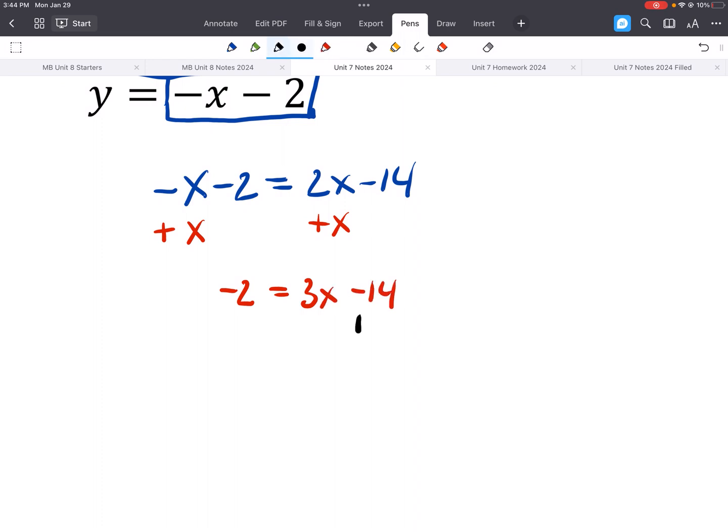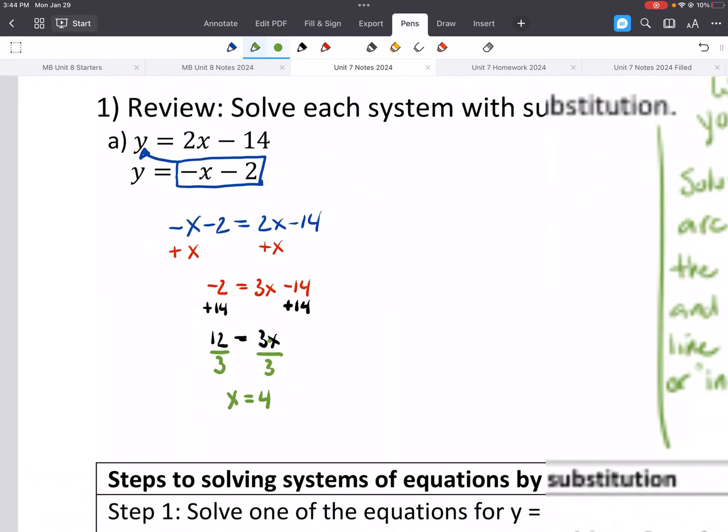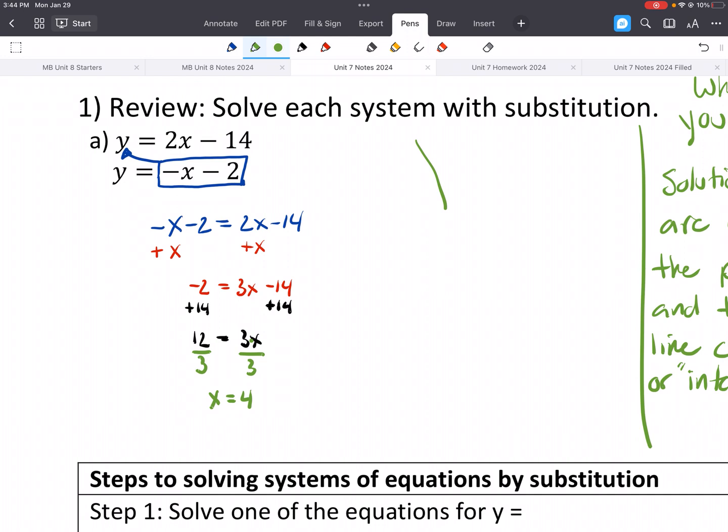Then we could add the opposite of negative 14, so we get positive 14 on both sides. We'd end up getting 12 is equal to 3x. The 3 is being multiplied, so we do its opposite and divide both sides by 3, and we get x equals 4. When we talk about solutions, it's where these two things cross. It's an ordered pair, so we just came up with 4 comma something.